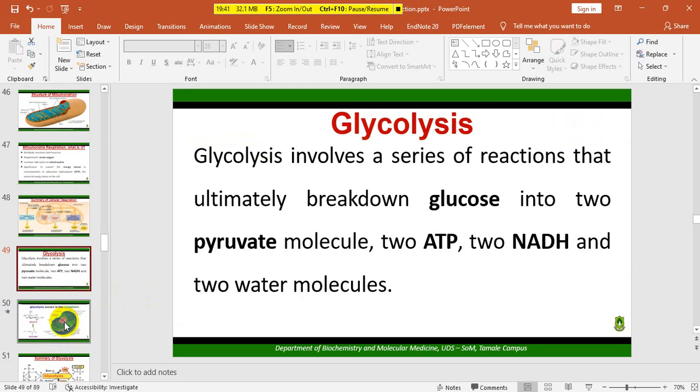So this is glycolysis. What is glycolysis? It is the breakdown of glucose into two pyruvates, or two units called pyruvate, generating two ATP molecules, 2 NADH and 2 water molecules. But glycolysis alone cannot meet the energy demands of the body. So we require the Krebs cycle also and the oxidative phosphorylation or the electron transport chain. So we'll look at glycolysis at a glance.